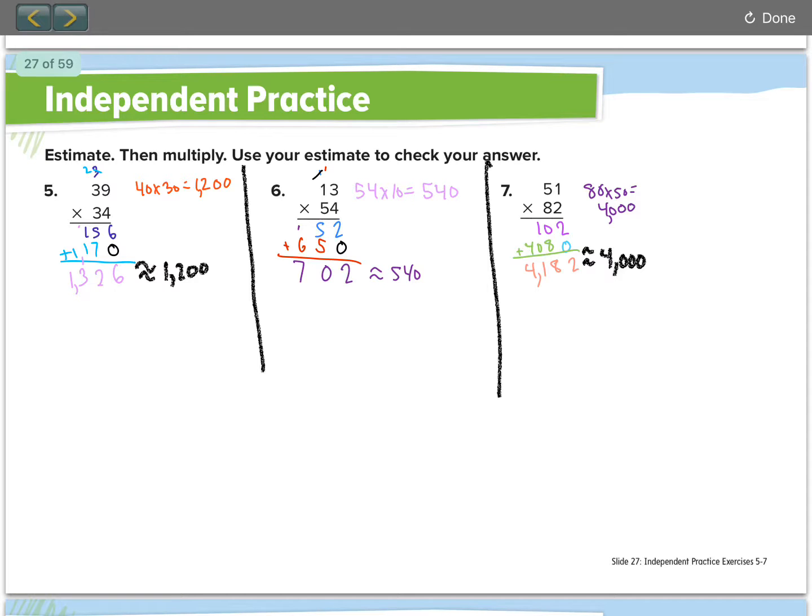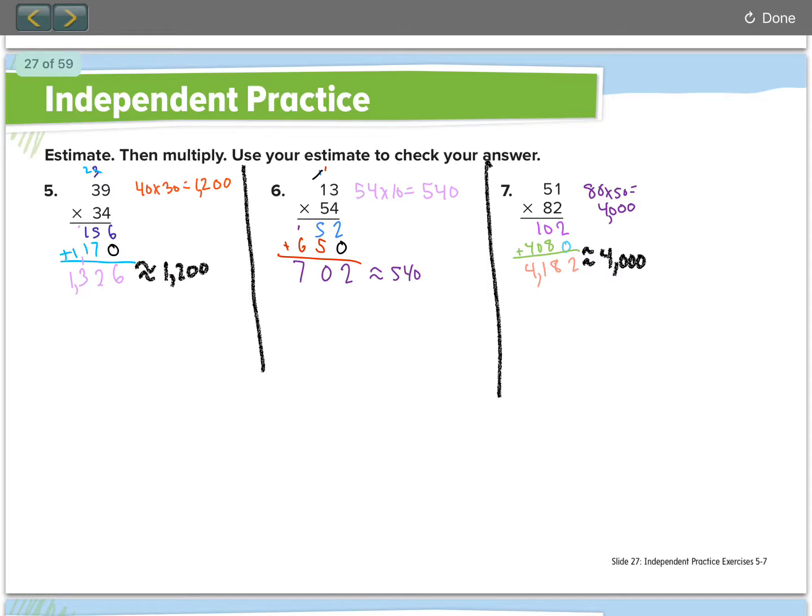Number 5, I'm going to multiply 39 times 34. 39 is close to 40, and 34 rounds to 30. So I'm going to estimate 40 times 30, which is 1,200. My answer should be somewhere around 1,200. So first I'm going to multiply my ones column, which has a 4 in it. So I'm thinking 39 times 4. 4 times 9 is 36. I place my 6 and carry my 3. 4 times 3 is 12, and 12 plus 3 is 15. So I place the 15 on the first line, and I have 156.